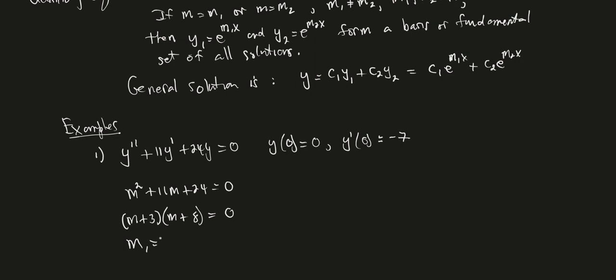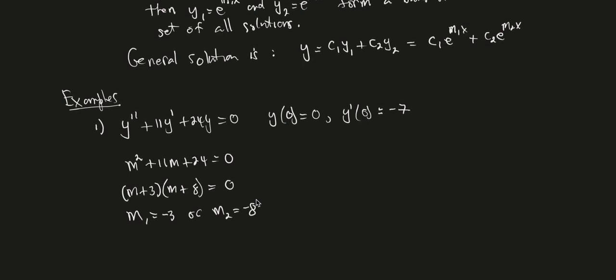So m1 is equal to negative 3. Let me fix that. So m1 is negative 3, and then m2 is equal to negative 8, right?